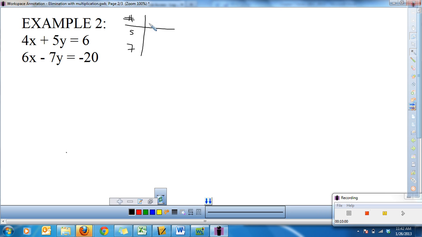So let's see, if I multiplied it by 1, by 2, by 3, by 4, by 5, what do they have in common? All right, 5 times 1 is 5. 5 times 2 is 10. 5 times 3 is 15. 5 times 4 is 20. 5 times 5 is 25.